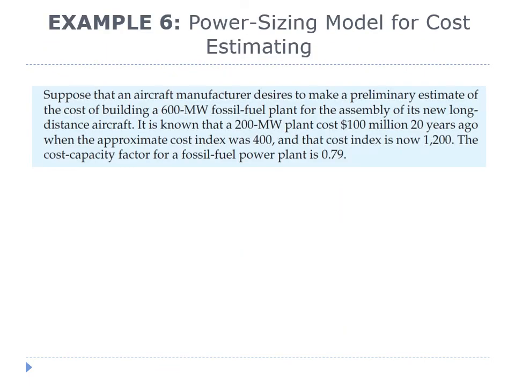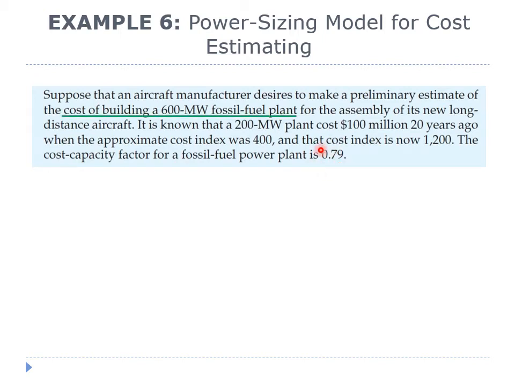This is an example on power sizing models for cost estimating. Suppose that an aircraft manufacturer desires to make a preliminary estimate of the cost of building a 600 megawatt fossil fuel plant for the assembly of its new long-distance aircraft. It is known that a 200 megawatt plant cost $100 million 20 years ago, when the approximate cost index was 400, and that cost index is now 1,200. The cost capacity factor for a fossil fuel power plant is 0.79.